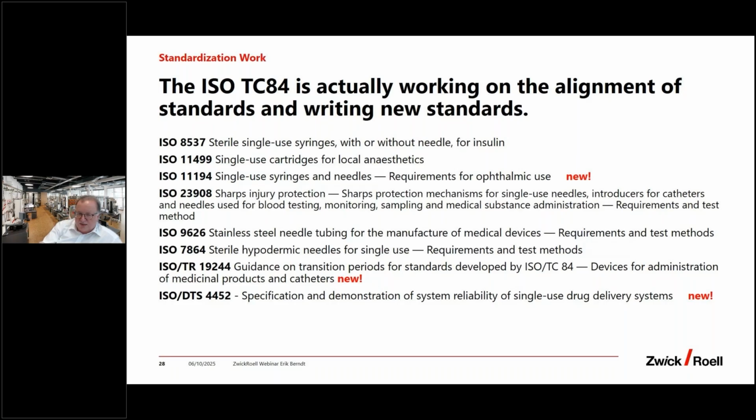And there is some draft technical specification, the 4452, where it's written specification demonstration of system reliability of the single-use delivery system. So looking at the NIS itself, quite complex standards now, but very important also for your business.